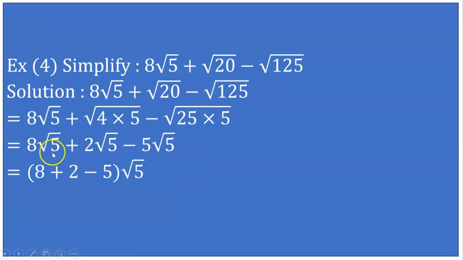Now here these are like surds. Take root 5 as common. 8 plus 2 minus 5, that is 10 minus 5, into root 5. Then you will get 5 root 5.